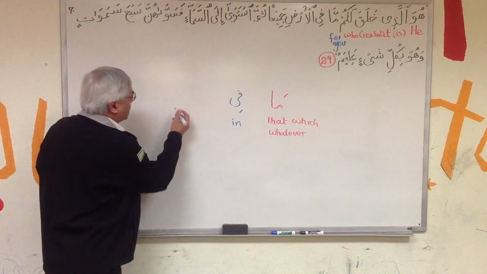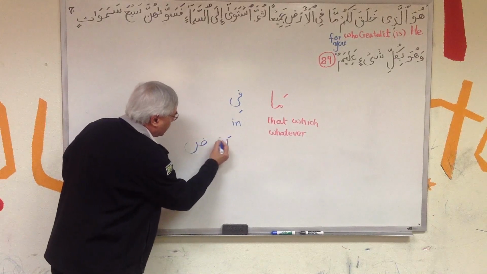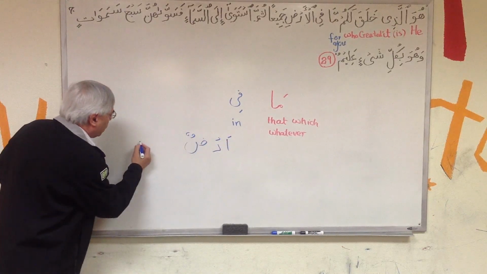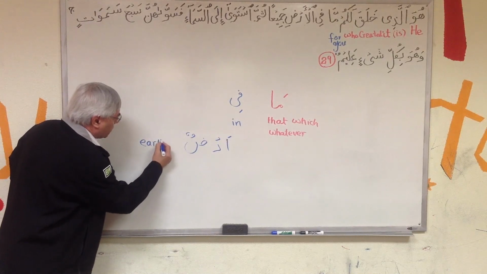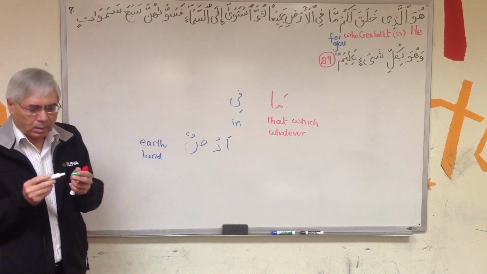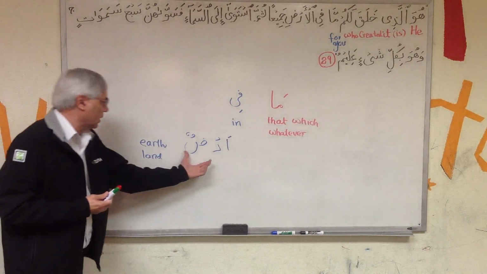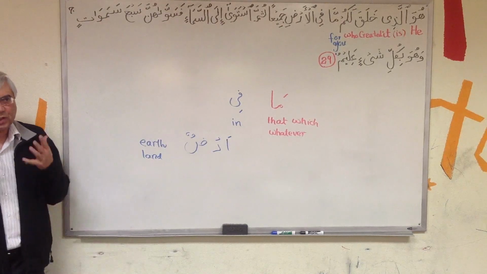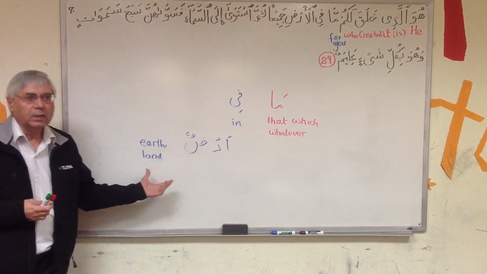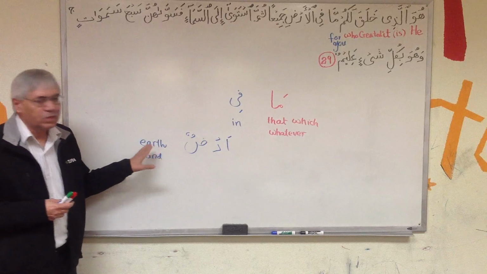Then the other word is ardun. Ardun means earth or land. But here the ard means earth. Whenever Allah talks about growing something out of the land, then ardun is translated as land. When some vegetation grows from the earth, then you translate land. But here it means earth.